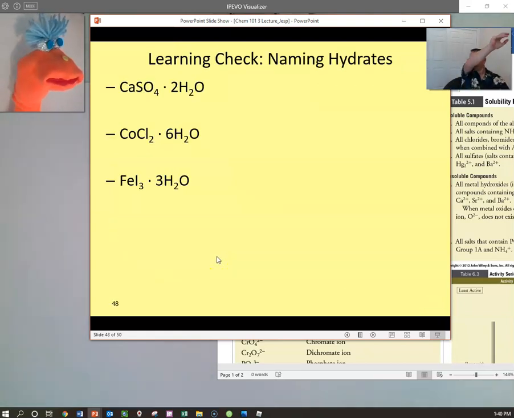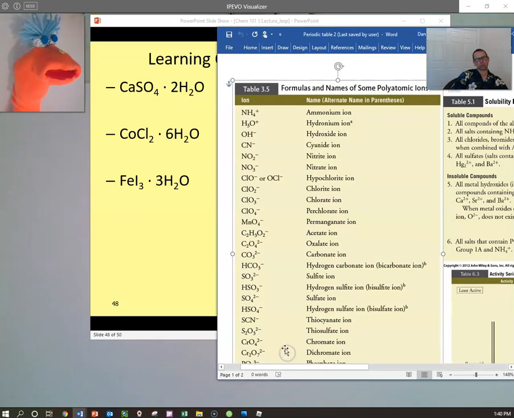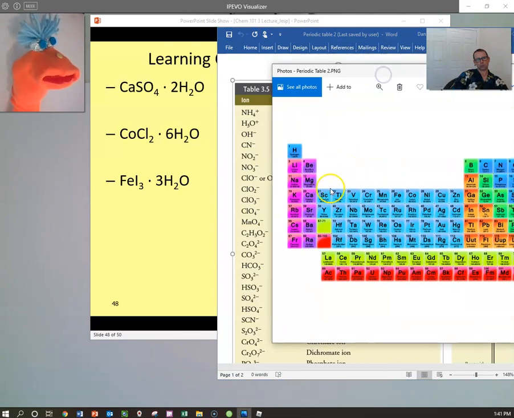All right, now let's remind ourselves how to name hydrates. Let's see if you can remember how to name hydrates. Ca, that's calcium, SO4, I don't know. What's the polyatomic ion chart say? Sulfate, there it is, sulfate ion, SO4, 2-. Calcium, can you bring up the periodic table again? Calcium, oh, there it is, okay. Calcium has a +2, and the sulfate has a -2. So, I guess I didn't need to know that, did I?